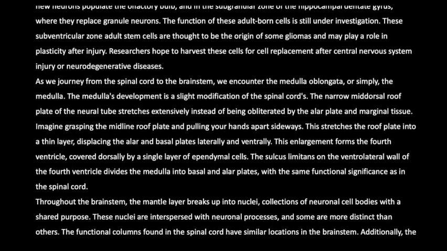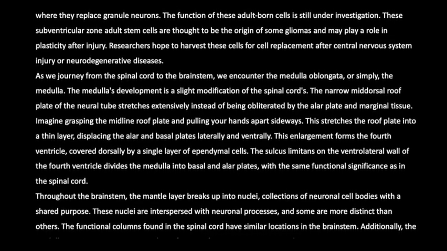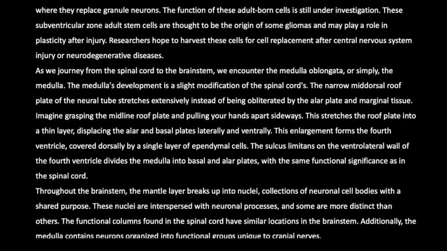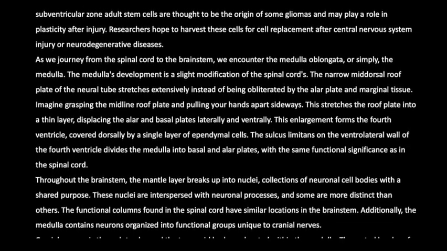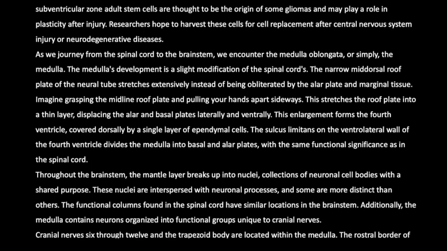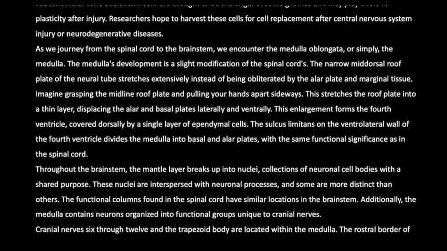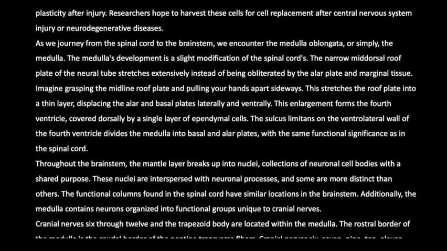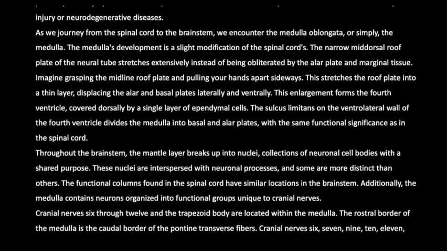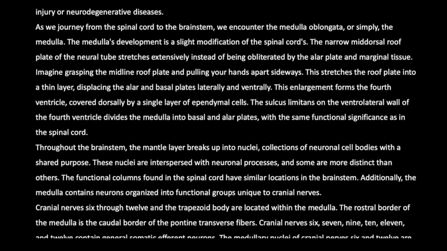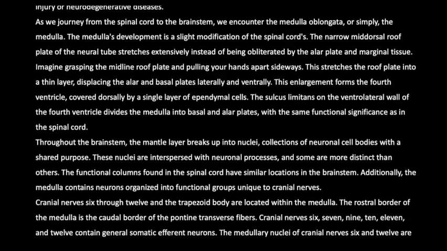The narrow mid-dorsal roof plate of the neural tube stretches extensively instead of being obliterated by the alar plate and marginal tissue. Imagine grasping the midline roof plate and pulling your hands apart sideways. This stretches the roof plate into a thin layer, displacing the alar and basal plates laterally and ventrally. This enlargement forms the fourth ventricle, covered dorsally by a single layer of ependymal cells.